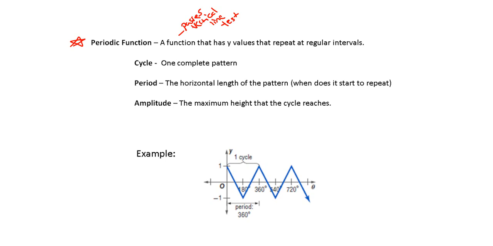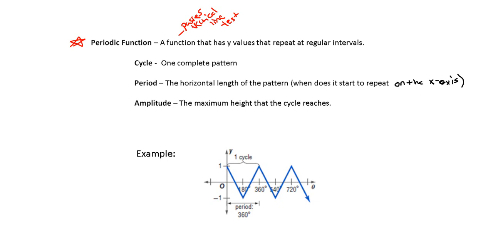The period is the horizontal length of the pattern. When does it start and repeat? And I'm actually going to add on the x-axis. So when does the pattern start and repeat on the x-axis? That's the horizontal length of the x-axis.